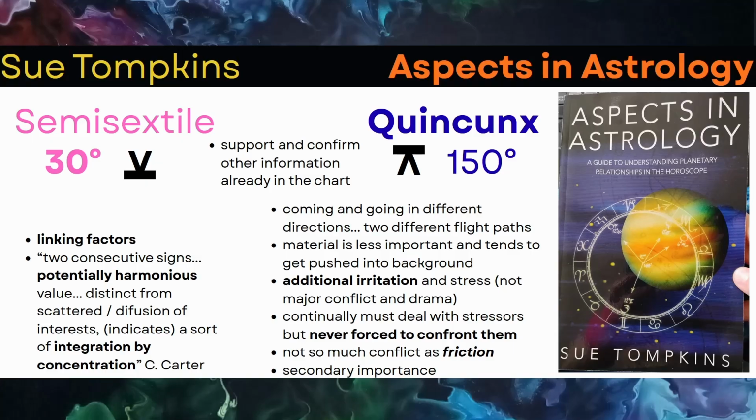Charles Carter says he believes this aspect to be of negligible importance unless it is implicated in a larger formation, and I must say I am inclined to share this view. Like quincunxes, semisextiles often support and confirm other information already in the chart, and this can often be seen particularly in progressions. Semisextiles also sometimes seem to act as linking factors.